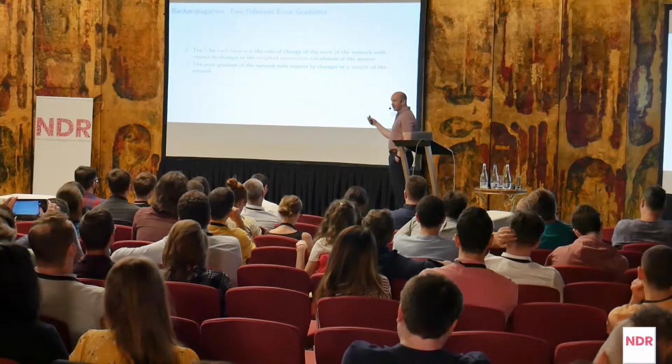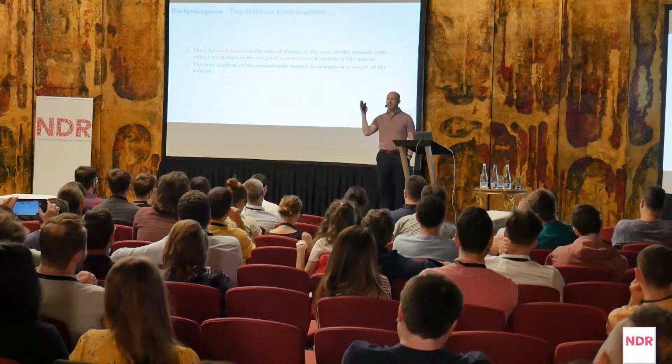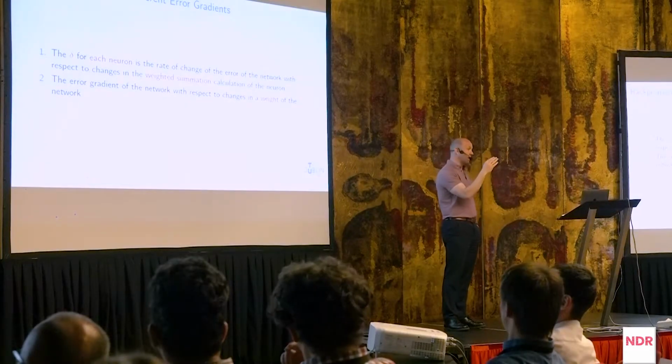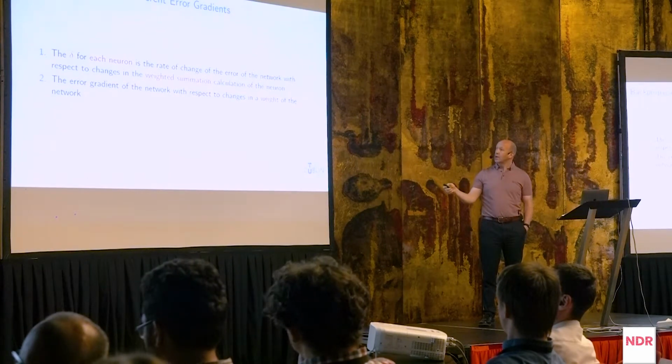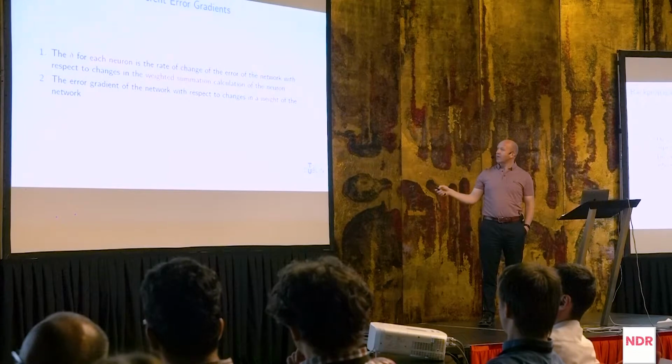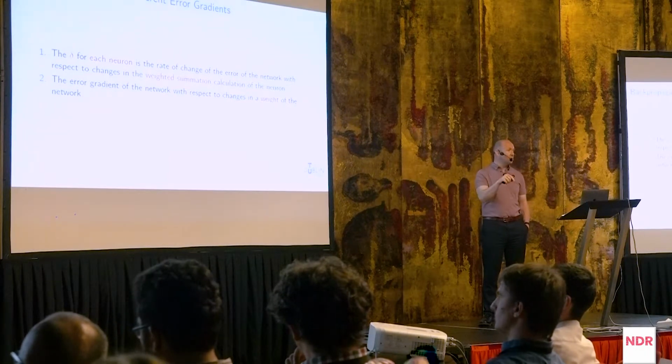Now, we get to the backward pass. There are two types of error gradients that it's important to distinguish between. The first is this delta. These are the error gradients that the backpropagation algorithm actually backpropagates. There is one delta for each neuron. That is the rate of change of the error of the network with respect to the weighted sum. So it's not with respect to changes in the weight, it's with respect to changes in the weighted sum of the neuron. And there's one of those for each neuron.